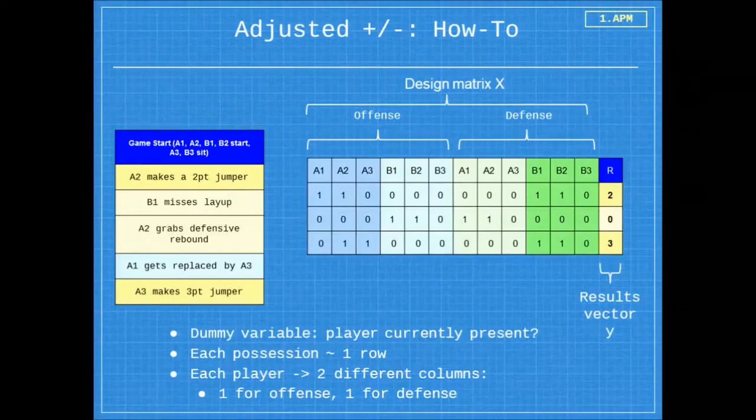Each possession that we have in the play-by-play is going to turn into one row, so practically one observation in our data matrix. And what we do now is we're looking for possession-ending actions. We want each player's influence per possession, so we're looking for possession-ending actions in the play-by-play. And the first possession ends basically with A2 making a 2-point jumper.